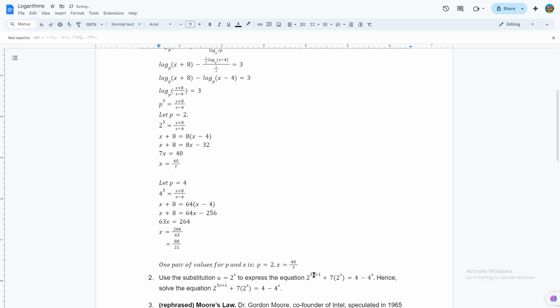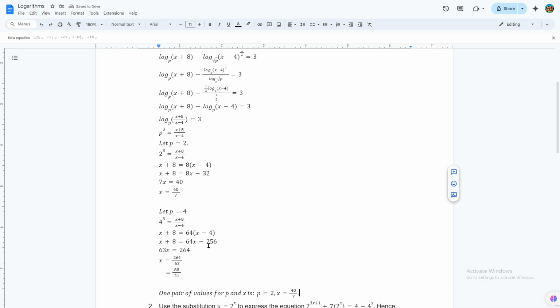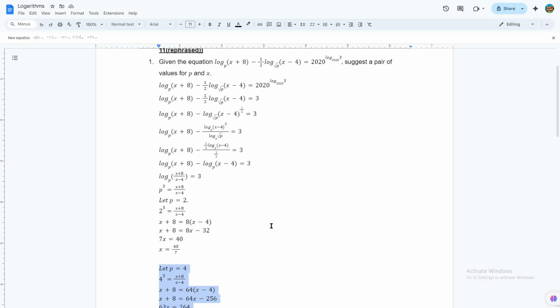Right, done. Full stop. And we have solved question 1. Just a reminder, you do not need to do this during the exam, but if you want to check your answer and check your working, you can always do this additional step. Now, let's dive into question 2.